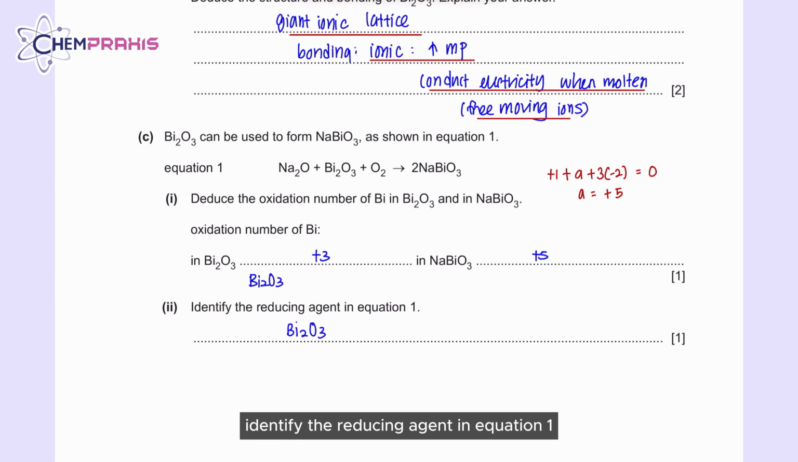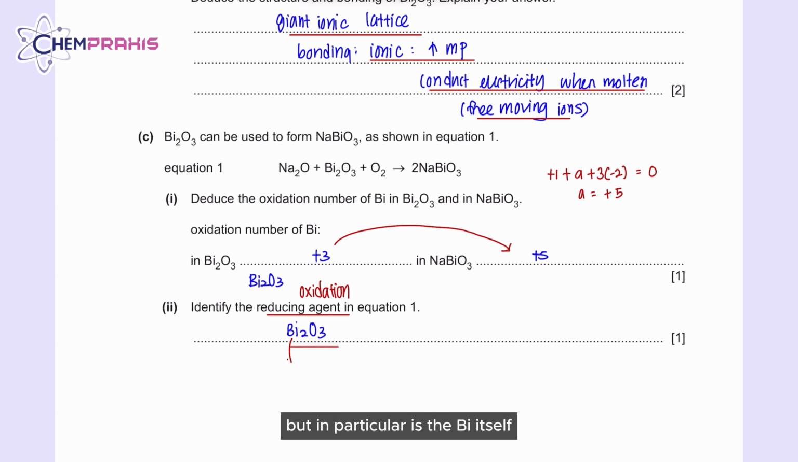Identify the reducing agent in equation 1. A reducing agent goes through oxidation. Since the oxidation number of Bi increases from positive 3 to positive 5, the reducing agent is Bi2O3, but in particular it is the Bi itself.